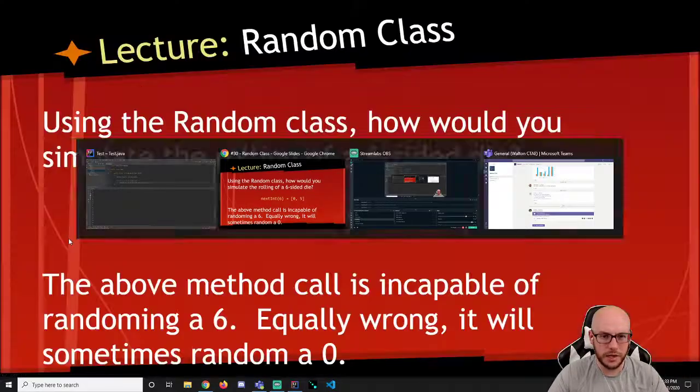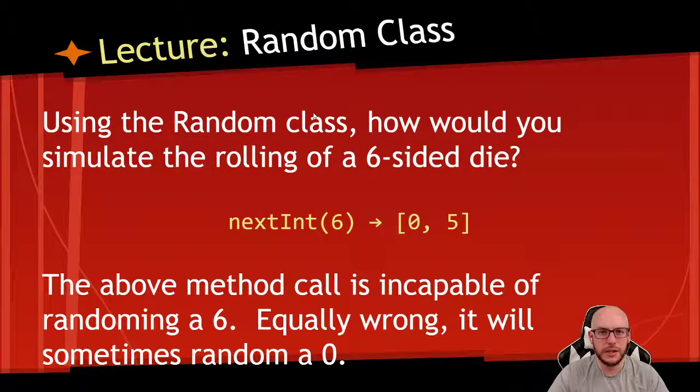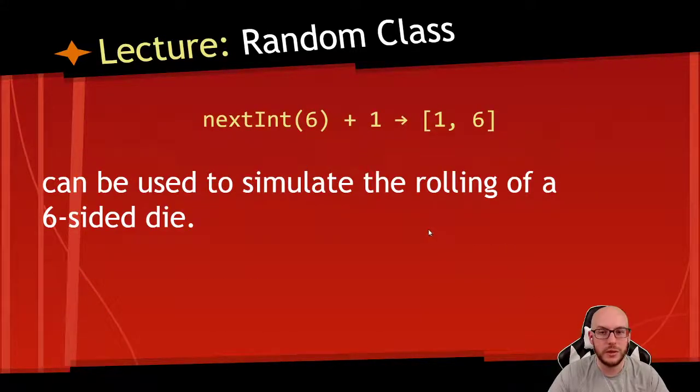And that's kind of my problem here, right? If I want to simulate a 6-sided die, 0 is not a pip, and I'm missing 6, right? 0 shouldn't be in my set, and 6 should be. So the above method call is incapable of randoming a 6. Equally wrong, it will sometimes random a 0. What we can do is take the result that's returned, the number that we get back, the output, and then shift it just by adding 1.